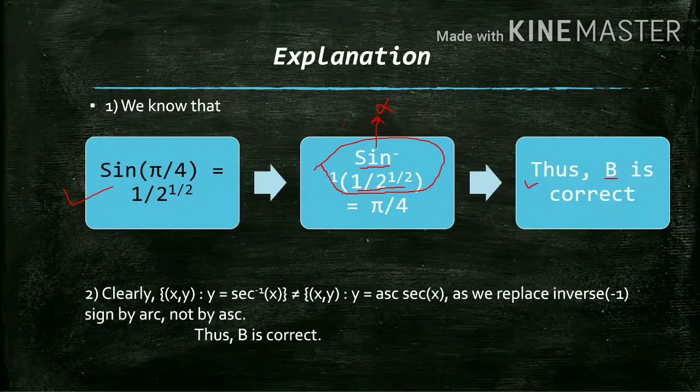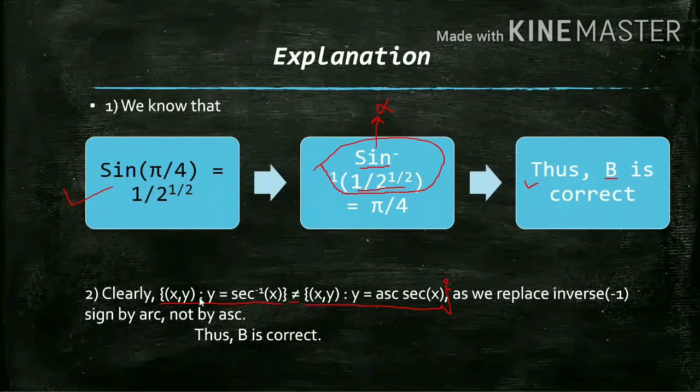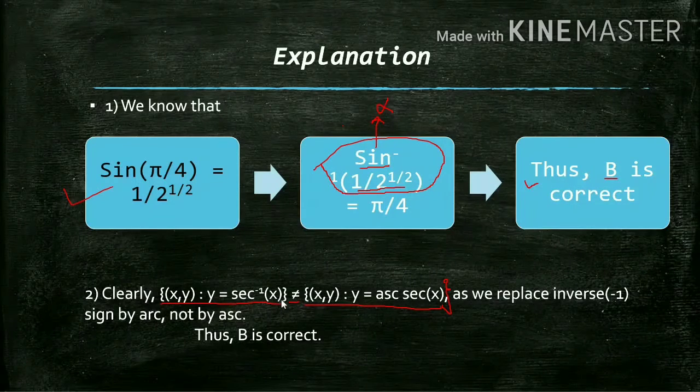For the second question, you are given this set and asked whether this set equals this set. It is not equal basically. Now, if you are confused, you would say, why are they not equal? Just clearly look at the question. Every time I told you, just look at the question. The first set contains the pair x comma y such that y is equal to sec inverse x. The second set also contains the pair x comma y such that y is equal to asc sec x.